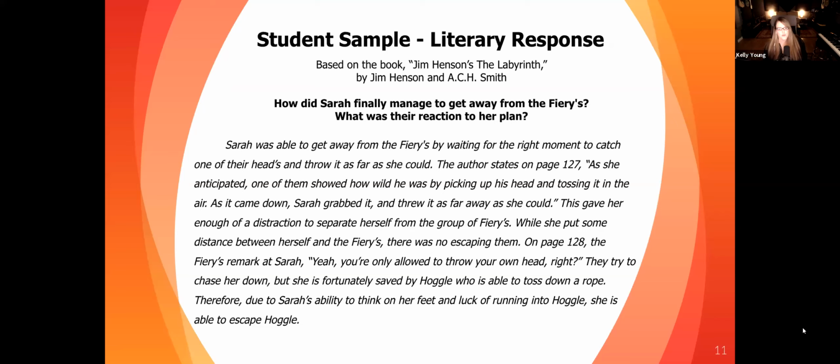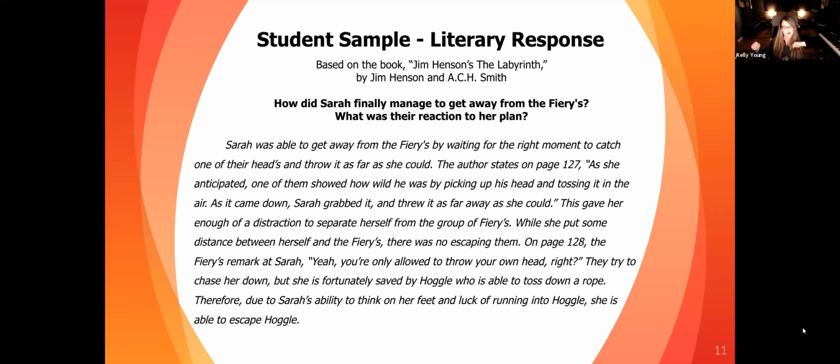Sarah was able to get away from the Fireys by waiting for the right moment to catch one of their heads and throw it as far as she could. The author states on page 127, "As she anticipated, one of them showed how wild he was by picking up his head and tossing it in the air. And as it came down, Sarah grabbed it and threw it as far away as she could." There's your evidence. Reasoning: this gave her enough of a distraction to separate herself from the group of Fireys.